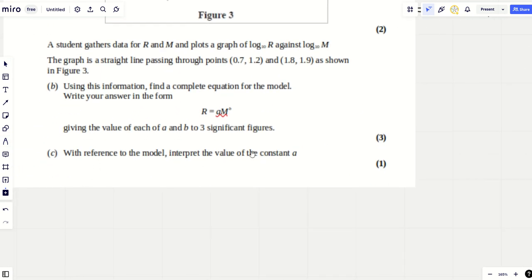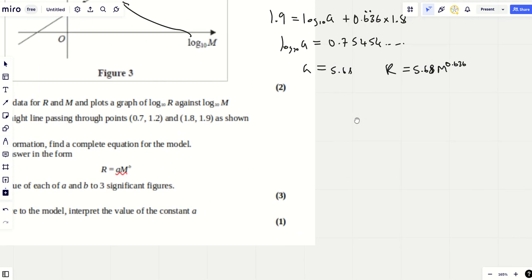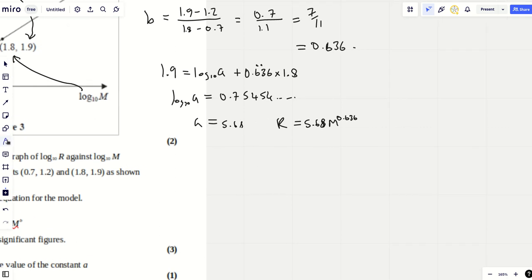Okay, with reference to the model, interpret the value of the constant a. These can be quite tricky, yeah? This is a constant a. What does it really mean? Well, you can't use it as just, oh, that's going to be the value as m equals 0, because there's no time here. That's always 0.636. If the mass was 0, then r is going to be 0.